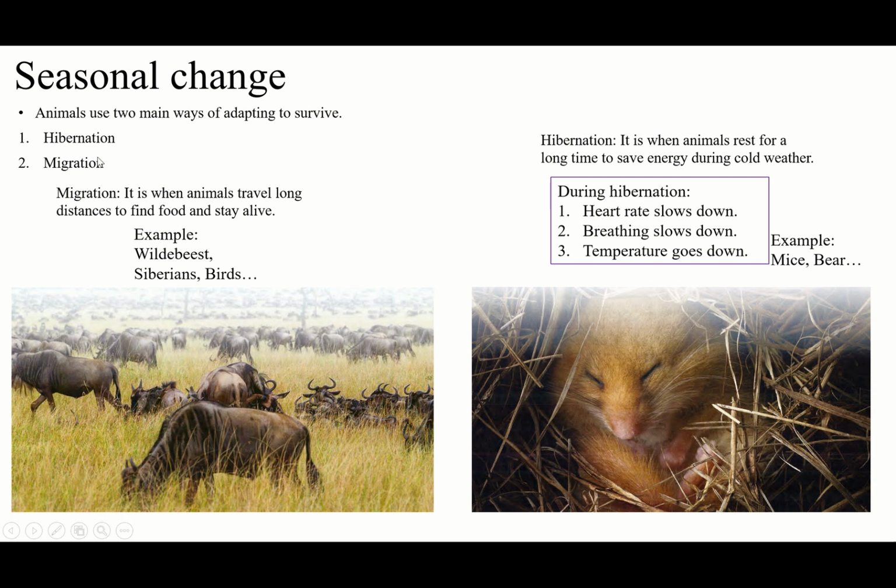So it means migration is when animals travel for a long distance for finding food to stay alive when there is not enough food. Hibernation is when animals sleep for a long time, for a long period. Okay, so that's the difference between them. Migration, the animals travel for a long distance to find food. Hibernation is when animals sleep for a long time.